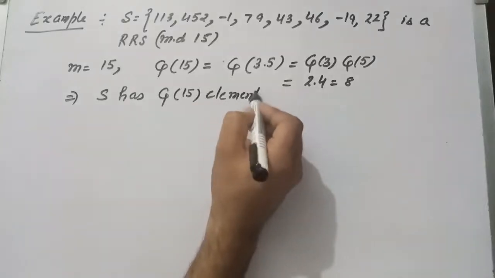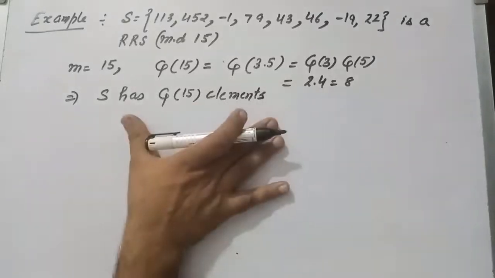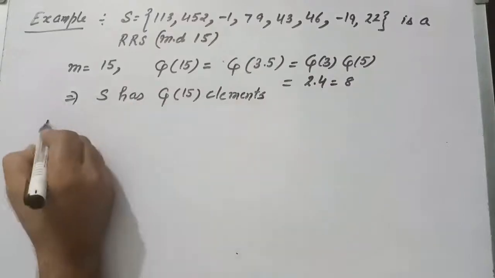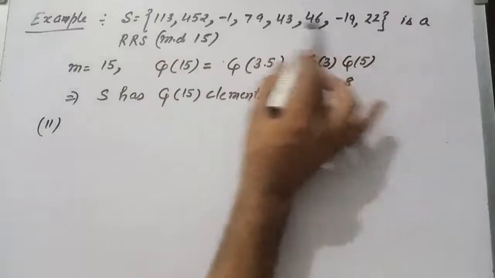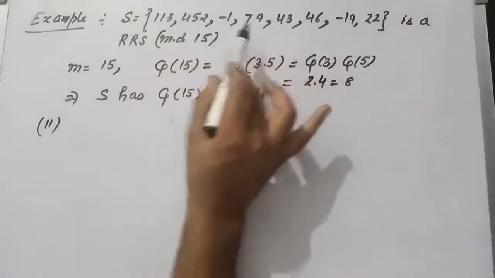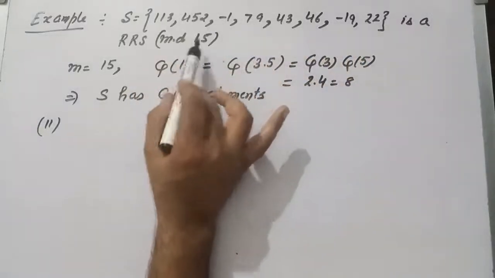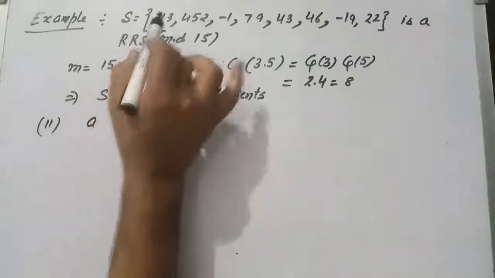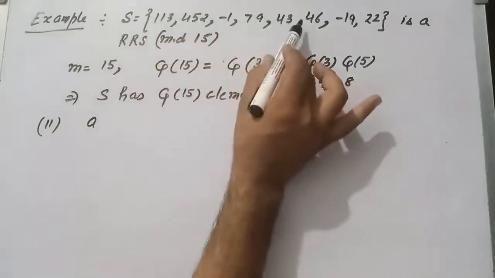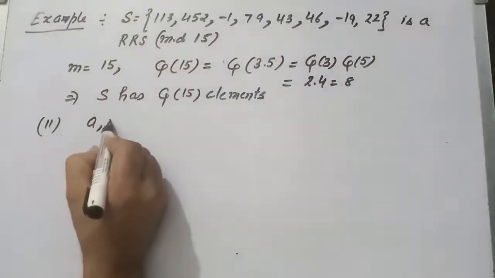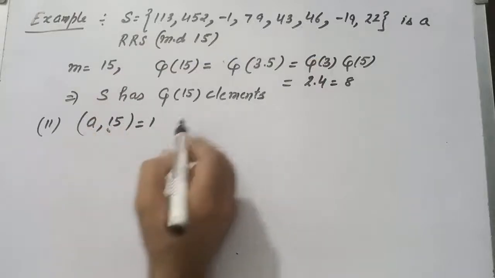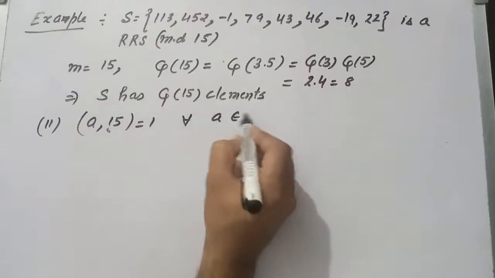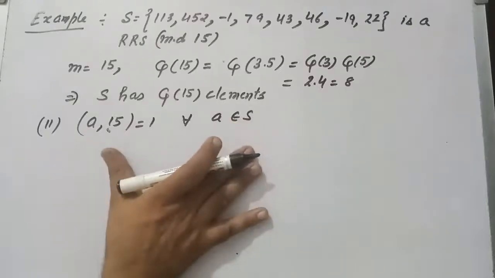So this is the first condition for a reduced residue system. Now the second condition is that any integer taken from this set S must have GCD 1 with 15. Clearly you can check that every integer in the set S has GCD 1 with 15. That is, GCD of a and 15 is 1 for all a belonging to S. So this is the second condition.